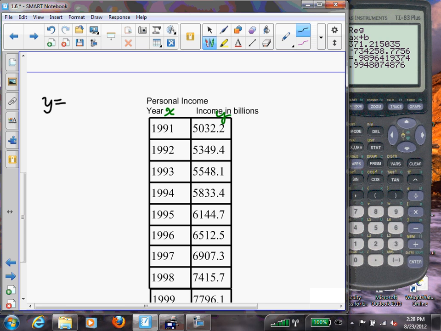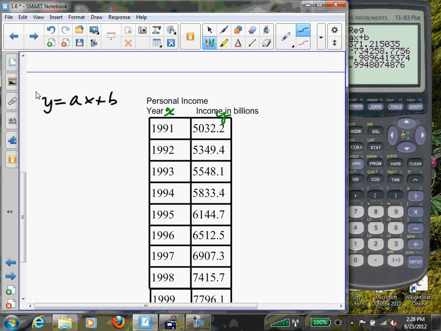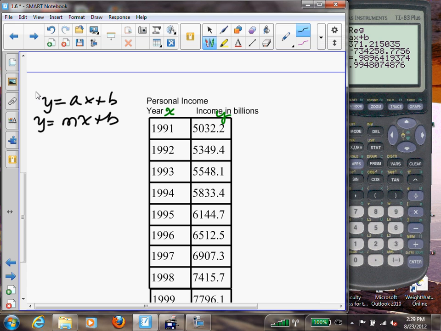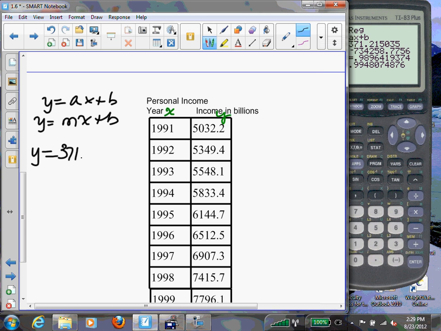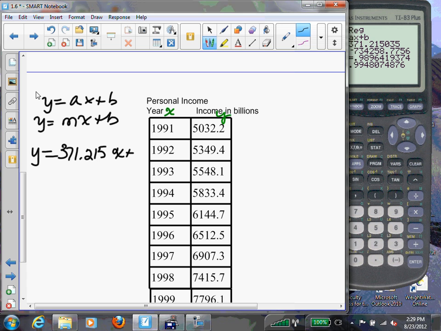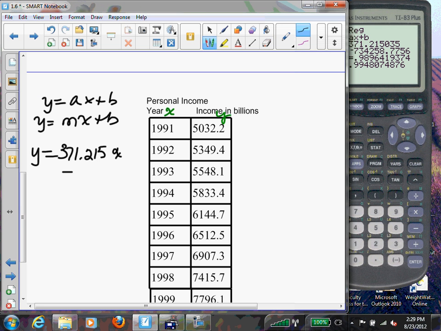So the calculator says y equals ax plus b, right? Well, what do we know this as? Y equals mx plus b. So the a that they give you in the calculator is really the slope. So y is equal to 371.215 x plus, what's my y-intercept? Minus 73425.878.